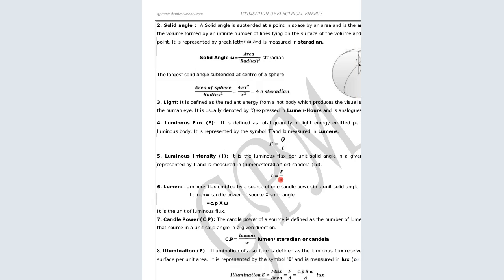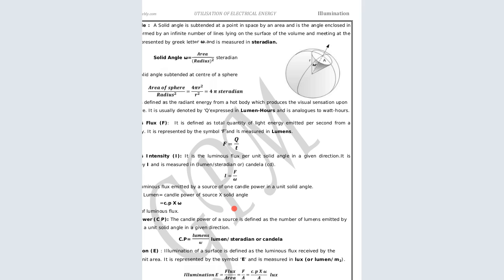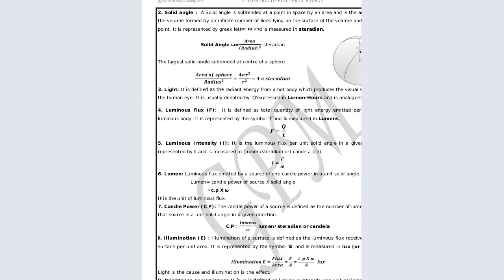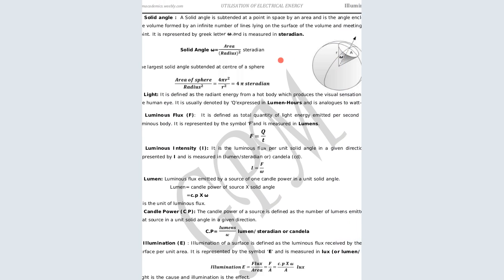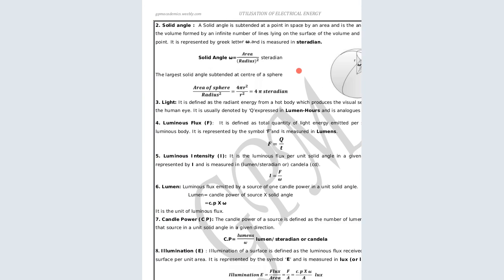Next is the solid angle. What is a solid angle? A solid angle is subtended at a point in space by an area, and it is the angle enclosed in the volume formed by an infinite number of lines lying on the surface of the volume and meeting at the point. It is represented by the Greek letter omega, and it is measured in steradian. So the solid angle omega is equal to area over radius squared, in steradian.